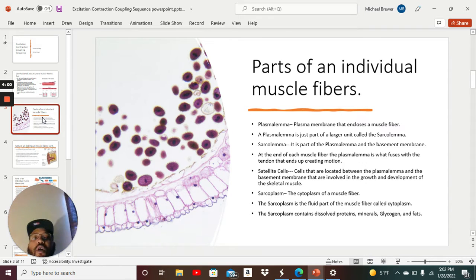So let me start out with talking about parts of an individual muscle fiber. You have the plasma lemma. It's the plasma membrane that encloses a muscle fiber. A plasma lemma is just part of a larger unit called the sarcolemma. The sarcolemma is made up of the plasma lemma and the basement membrane. At the end of each muscle fiber, the plasma lemma is what fuses with the tendon that ends up creating motion.